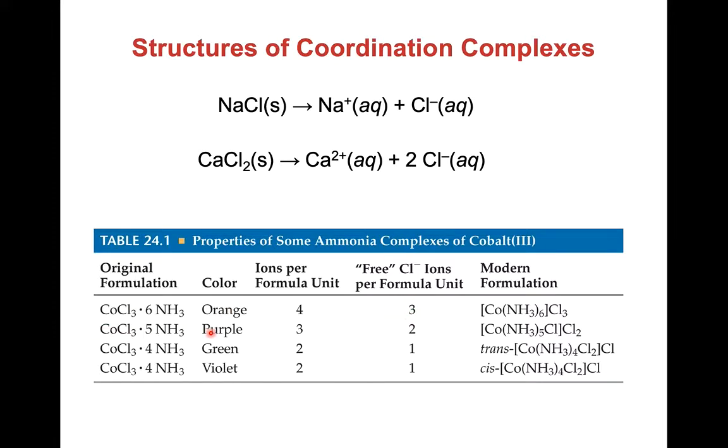Next, there was the purple compound, which has this empirical formula. When it was dissolved in solution, there were 3 ions in the solution and 2 free chloride ions. And then, strangest of all are these last two, which have the same empirical formula, but clearly very different colors. These both produce 2 ions when they're dissolved in solution, and they both contain 1 free chloride ion.